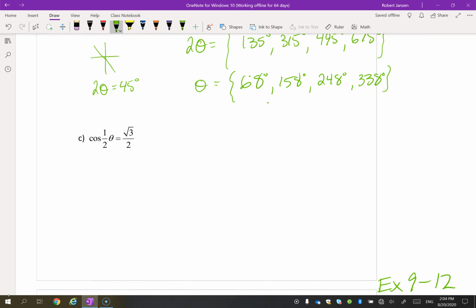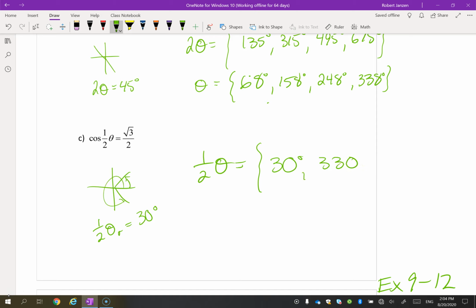A half angle. Well, cosine is positive here and here. So that half angle means I'm thinking that the answer must be only here. So I'm probably going to reject that second answer, but let's pretend I'm a little bit ignorant. I'm not really sure. Let's see what happens. So the reference angle is 30 degrees. So my half angle, I get 30, and I get 330.